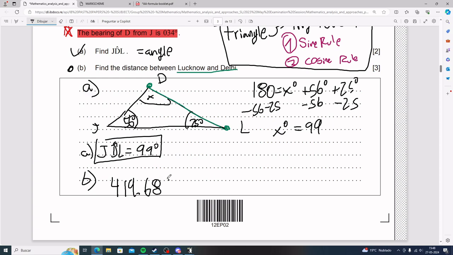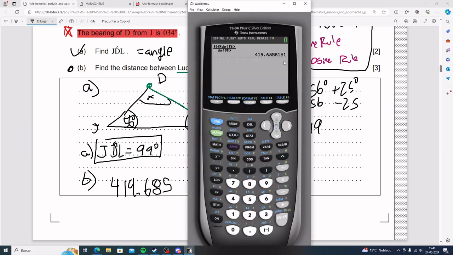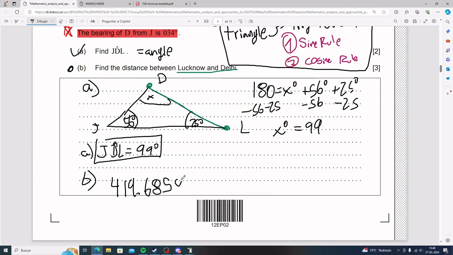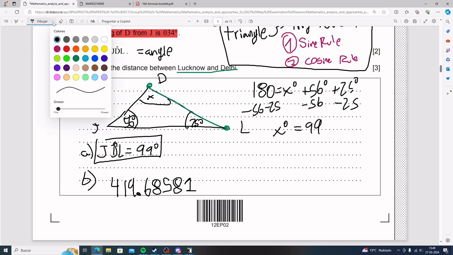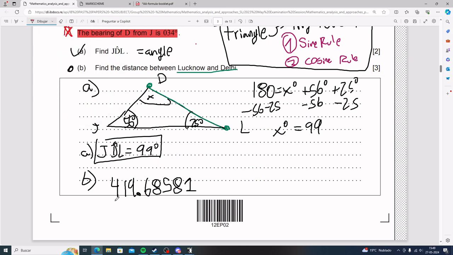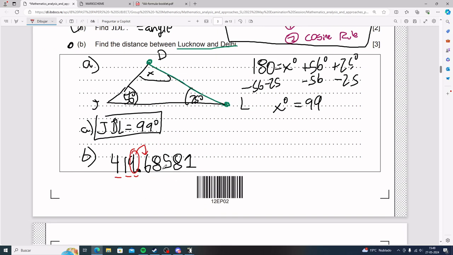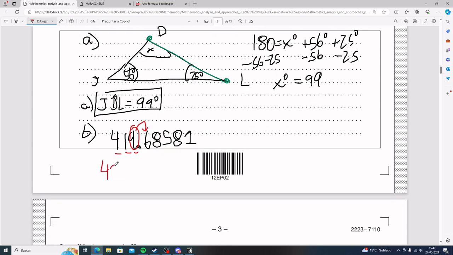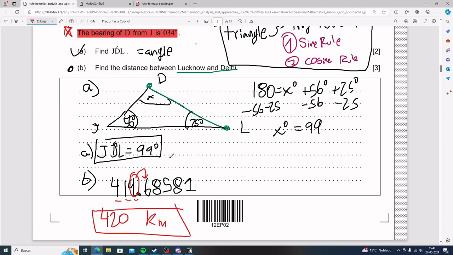419.685. Now, I suggest, and this is just a general tip that I give, put the whole number, like the entire number, so that you don't worry about significant figures. If you want to answer in significant figures, you're going to count 1, 2, 3, and ask yourself, do you round it up or down? You round it up because of the 6, so you actually end up with our favorite number, 420. Don't forget the units, kilometers.